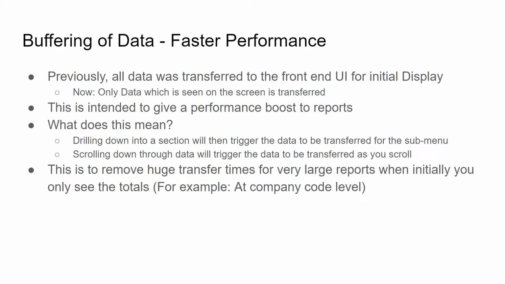Okay, the second change that we've added into the web reporting is buffering of the data for faster performance. Previously, all data was transferred to the front end browser for initial display. You can imagine a large company with maybe a few 100,000 employees and multiple records per employee, such as wage types per employee. That information had to be transferred to the browser in order to display the report, which often meant millions of records actually being transferred just to the front end.